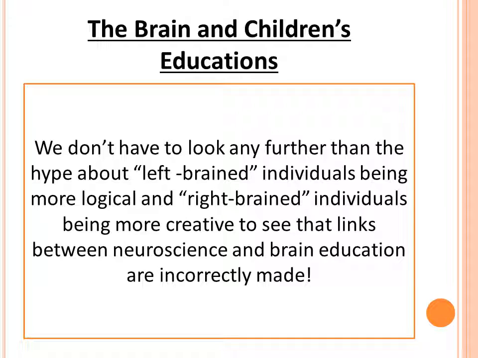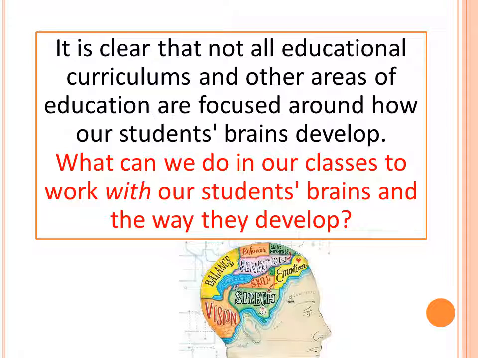We don't have to look any further than the hype about left brain individuals being more logical and right brain individuals being more creative to see that links between neuroscience and brain education are incorrectly made. It is clear that not all educational curriculums in other areas of education are focused around how our students' brains develop. What can we do in our classes to work with our students' brains and the way they develop?